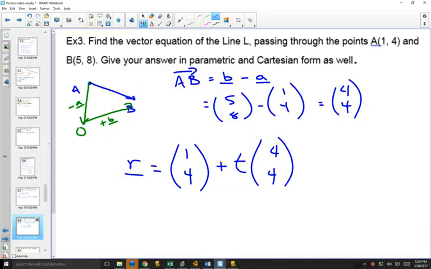And with our direction vector, just like slopes, can you see that that slope is really 4 over 4? Could you reduce that to 1 over 1? Yes. So you could have also written for your direction vector any multiple of that. So if you had (1, 1), or (2, 2), or (3, 3), that would be right as well.